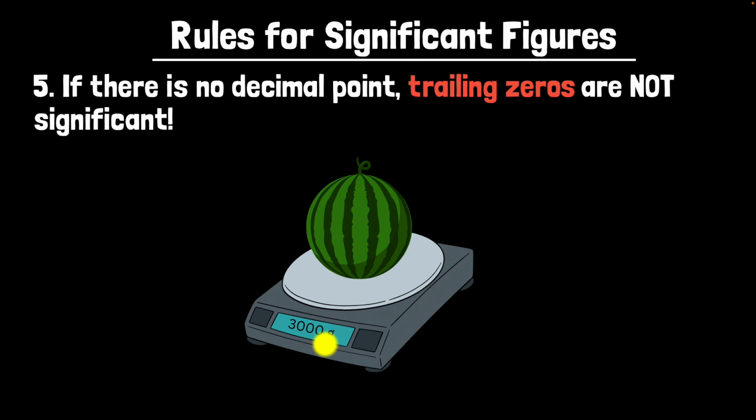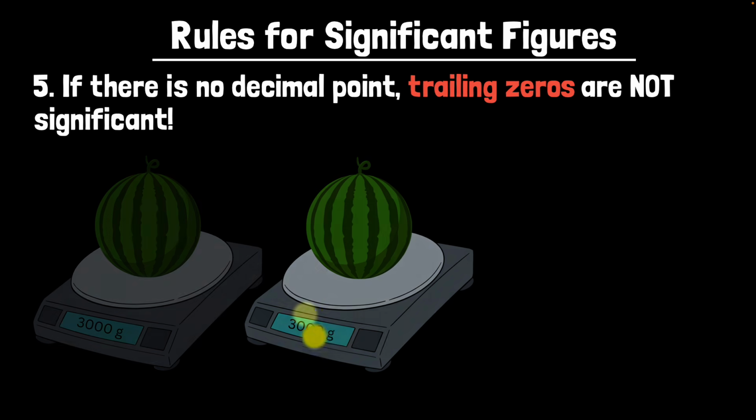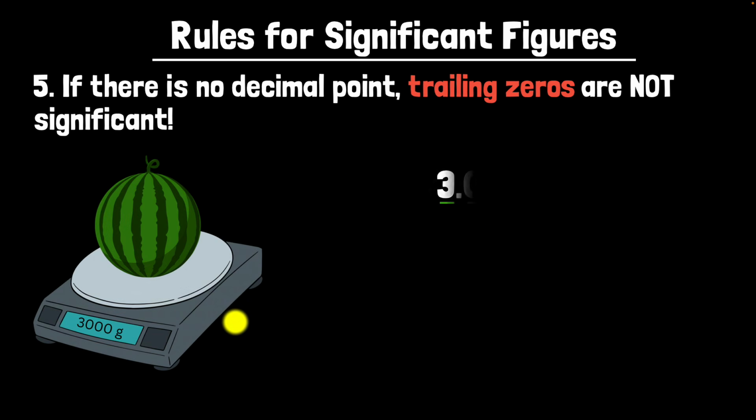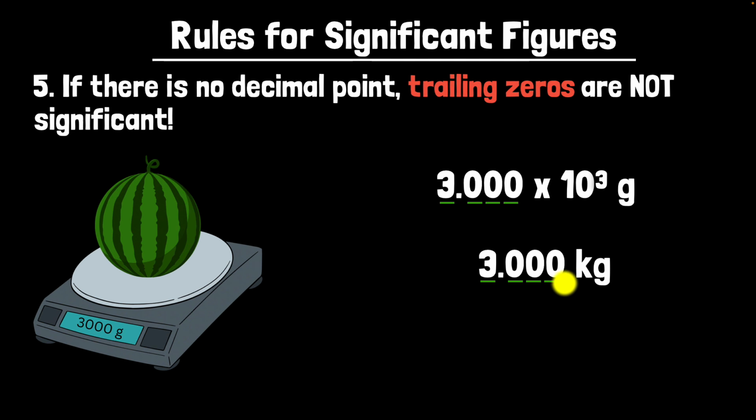But how do you add a decimal point? Well, there are a few ways to do that. The best way is to write it in scientific notation, and in the significand, write it as 3.000. This will make sure that all these zeros are significant. There's a decimal point, so the trailing zeros become significant. But another way is we could express it in a different unit altogether. For example, 3,000 grams can be written as 3.000 kilograms. So again, we are adding a decimal point, so the trailing zeros become significant.